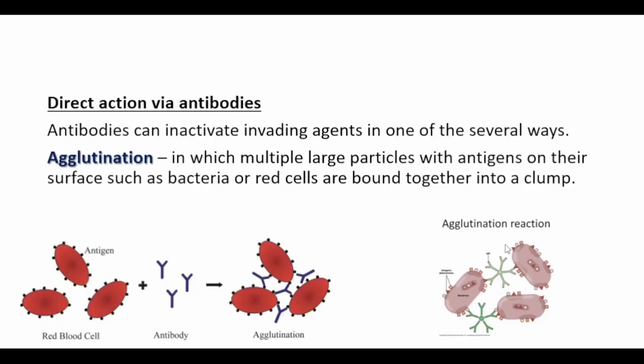Here you can see bacteria. The bacteria have antigen on their surface. Again the antibody will come and bind to this antigen and they form a clump. So this is agglutination. Here the antibodies are directly acting.